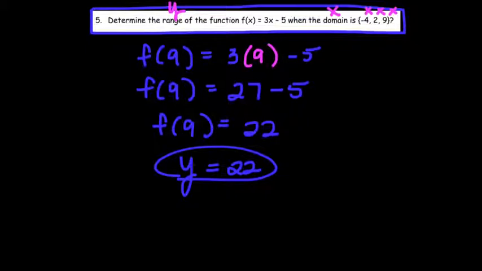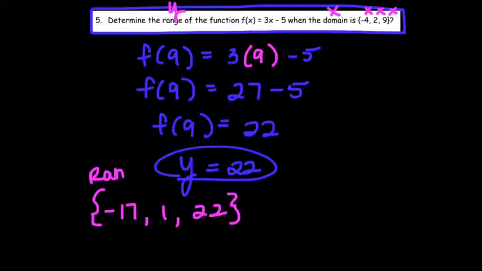Now remember, I had three solutions to this. I had negative 17, 1, and 22. So this is my range. These are my y values when the domain is this, and we write our range values by putting them in parentheses and writing them in order from least to greatest, which it is. So this would be my final answer to solving for the range.